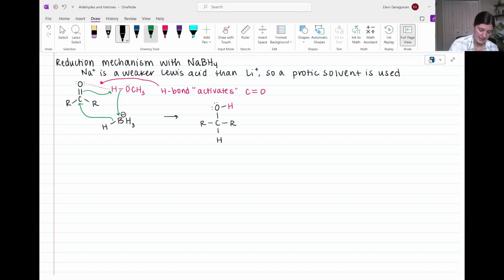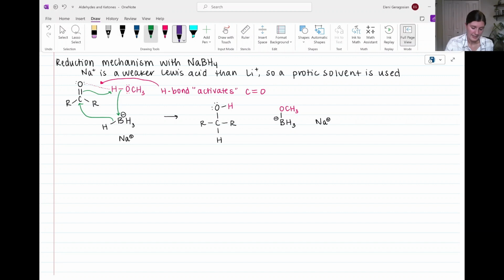Then we have boron still bonded to 3 hydrogens, and is now also bonded to the oxygen and the rest of the solvent molecule, the CH3 in this case. So boron still has a negative charge, and we have the sodium as a counter ion. That was also present in the beginning just as a counter ion there.